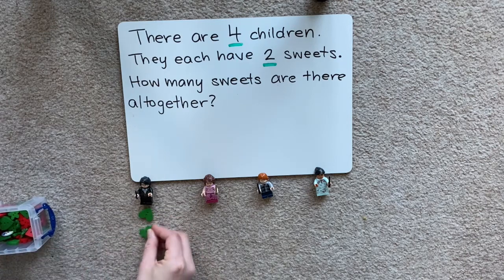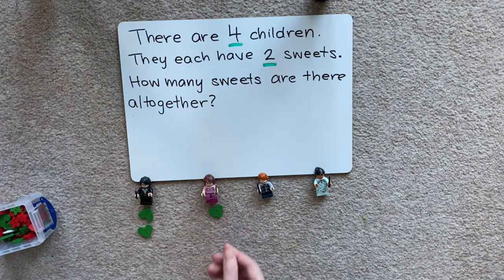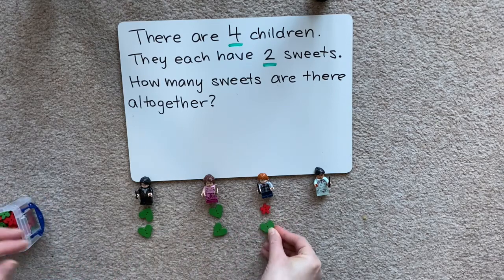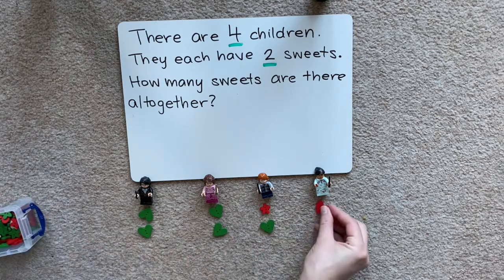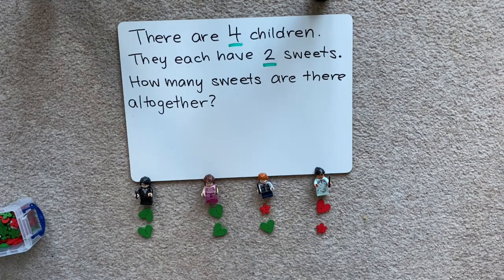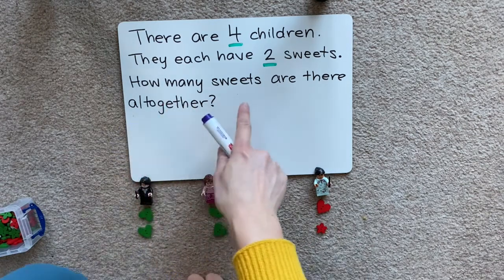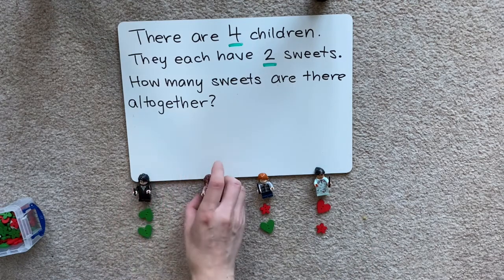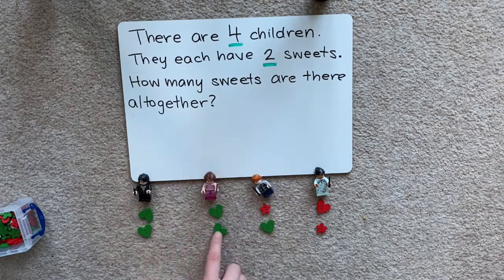1, 2. 1, 2. 1, 2. 1, 2. How many sweets are there all together? Remember, we're not counting the children. We just want to look at the sweets. So how many sweets are there all together? 2, 4, 6, 8. There's 8 all together.